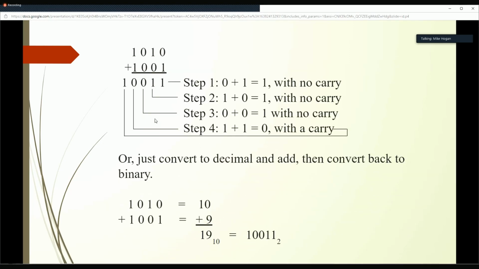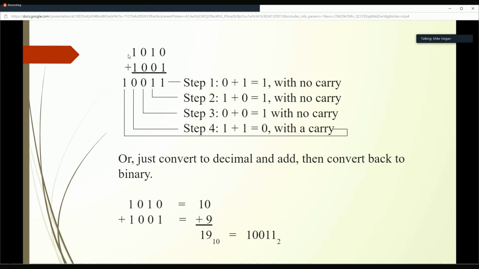Here's an example of adding two binary numbers. This looks like 6, so 4 and 2. This is 5, 4, and 1. A 0 plus a 1 is a 1. A 1 plus a 0 is a 1. A 0 plus a 0 is a 0. And then here we have this 1 plus 1, right? And so that's going to be a 0, carry the 1.